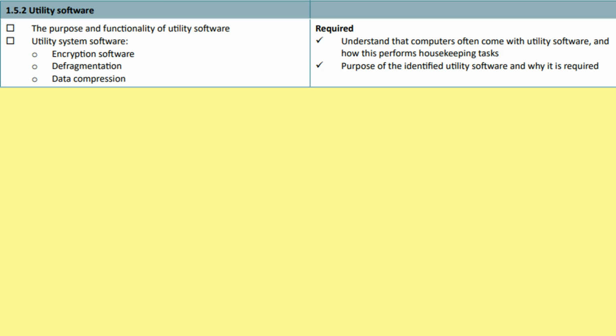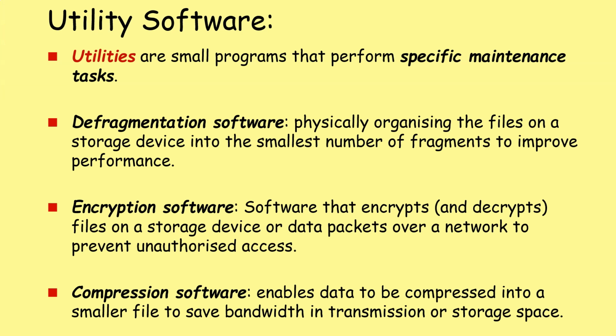1.5.2 Utility software. Utilities are small programs that perform specific maintenance tasks. There are lots of different types of utility, but three are particularly important. Defragmentation software physically organizes the files on a storage device into the smallest number of fragments to improve performance. Encryption software encrypts and decrypts files on secondary storage or data packets over a network to prevent unauthorized access.